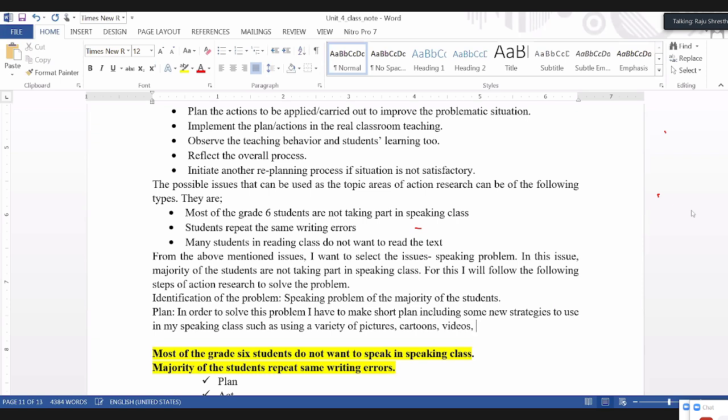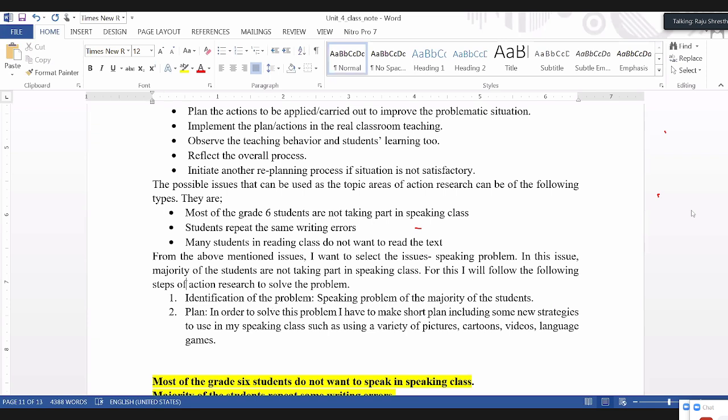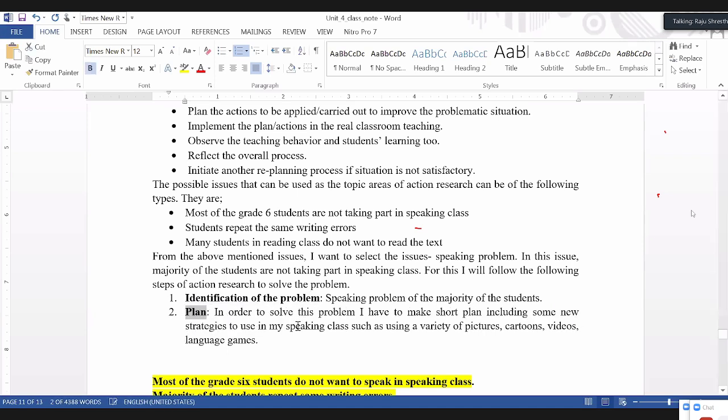Okay, games, language games. These are the strategies the teacher wants to use to improve the situation. So identification of the problem we did, then planning what we do. Simply, we have selected some strategies to use in the speaking class, like pictures, then act.